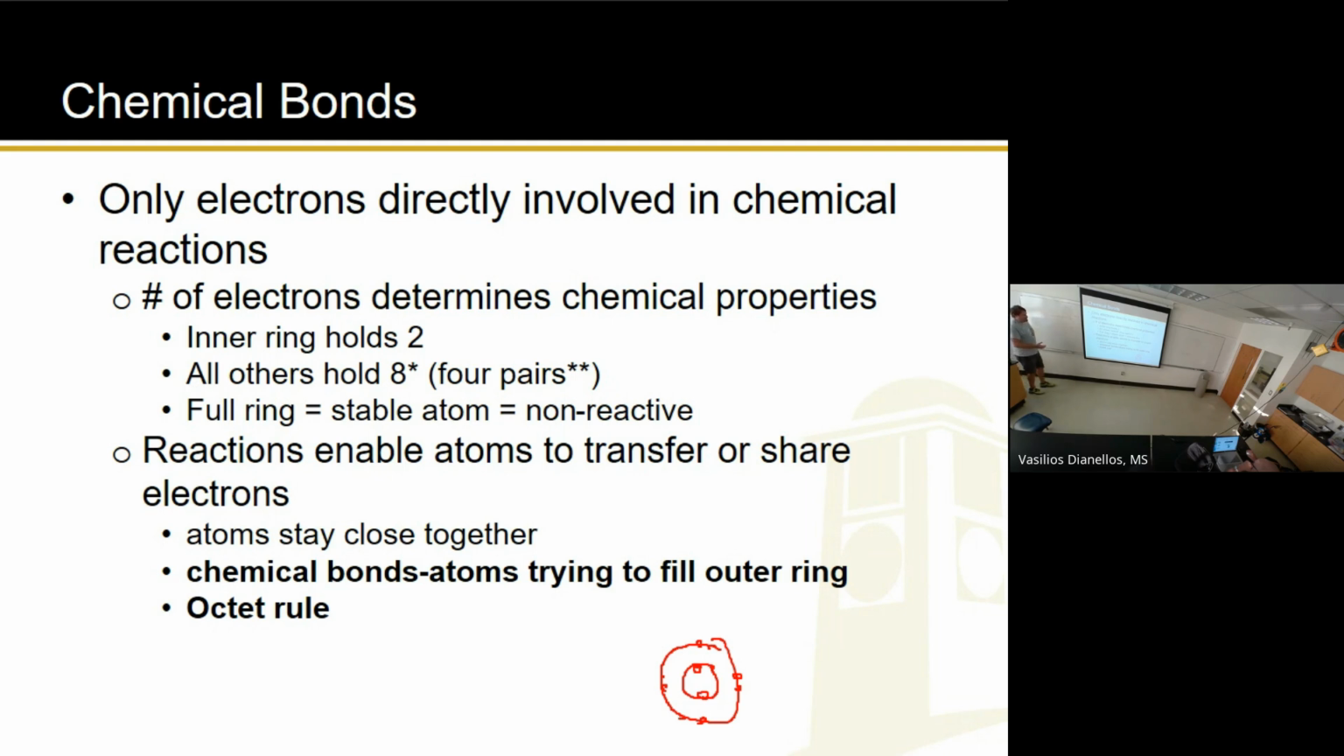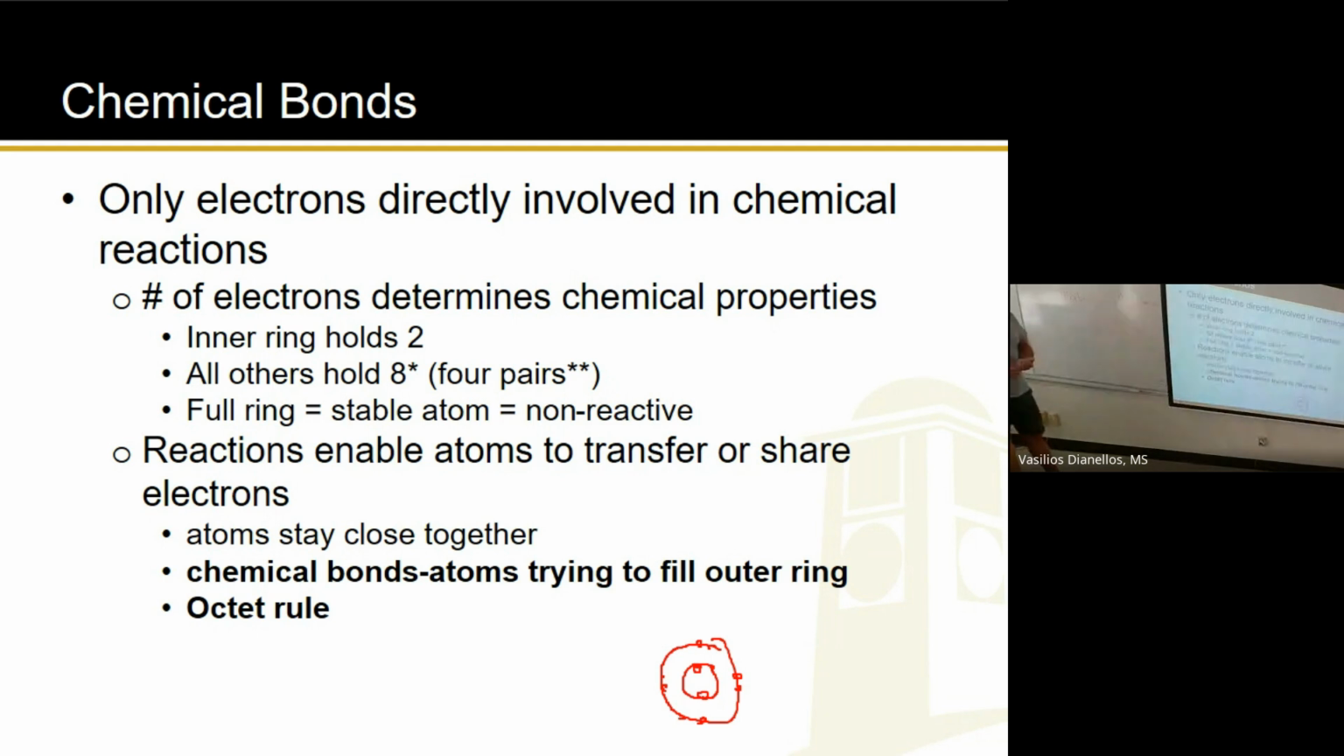On the flip side, that's what chemical reactions are all about, trying to get that full ring. Reactions enable the atoms to transfer or share electrons. So that's what they're trying to do. That's basically what a chemical reaction is. Again, it's all about the electrons, right? So basically, as far as we're concerned in this class, a chemical reaction is all about trying to get a full outer ring. Whether you're giving electrons away, or taking electrons, or sharing electrons, that's what it's about.